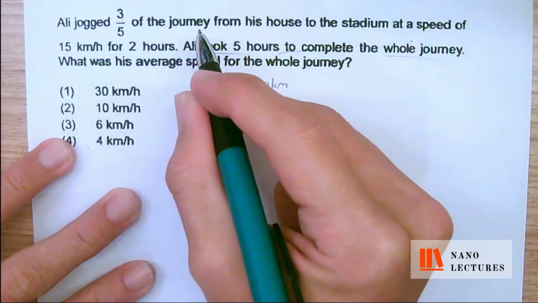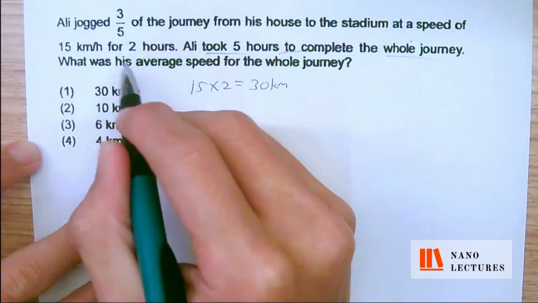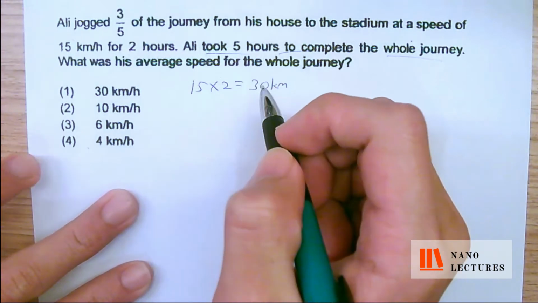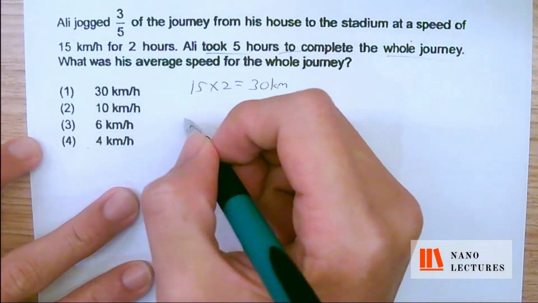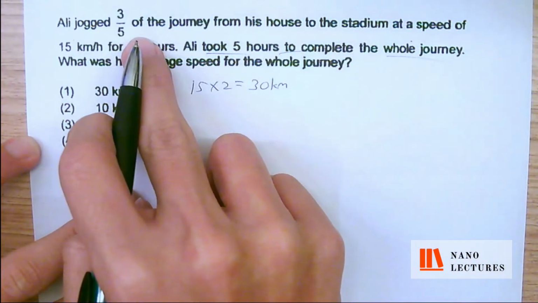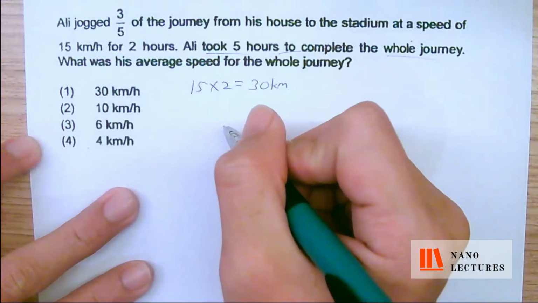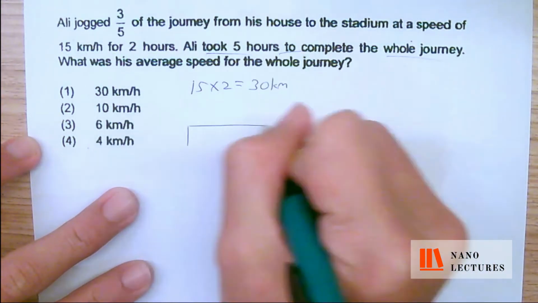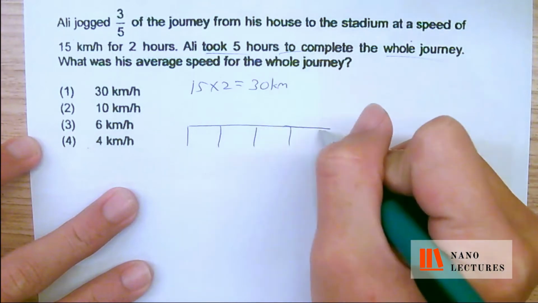Can you draw a model for this? We can, right? For parents who are going to watch all my videos to learn how to draw the models and to teach your children, good for y'all. I'm going to teach you how to draw the model right now. He jogged 3/5 of the journey, which means how many units do we need to draw? We need to draw 5, right? So 1, 2, 3, 4, 5.